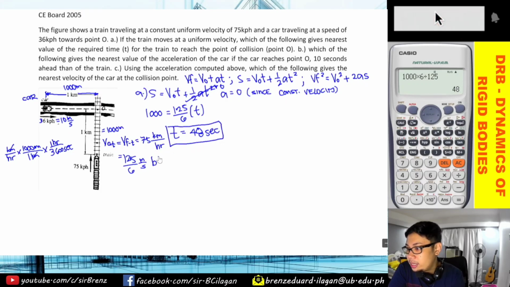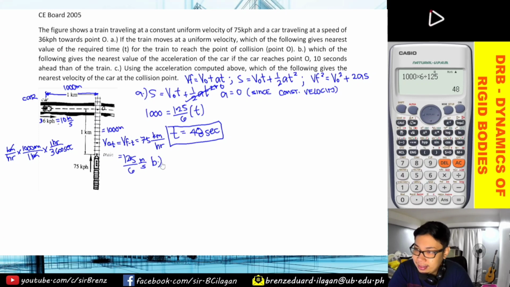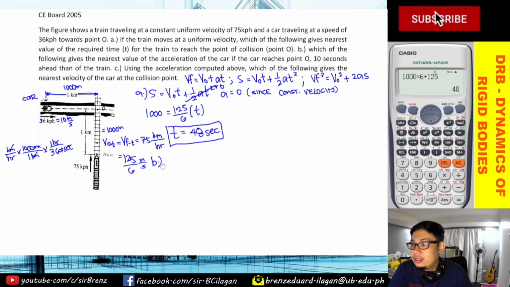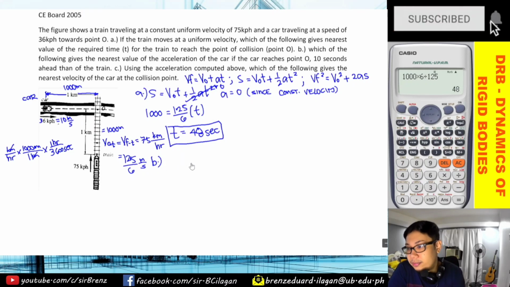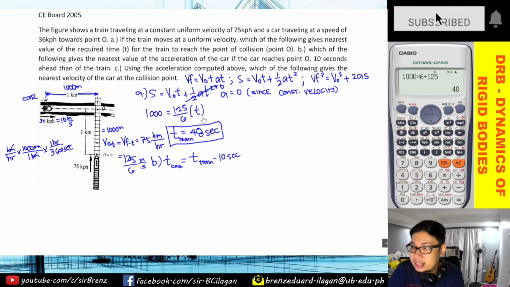Next will be for letter B. So ano bang hinahanap sa B? Which of the following gives the nearest value of the acceleration of the car if the car reaches point O 10 seconds ahead then of the train? So nauna siya ng 10 seconds. So therefore, yung time for the car is equals sa time ng train minus 10 seconds kasi 10 seconds earlier nga siya naarating doon. Or the time of the car is equals lang to 38 seconds.